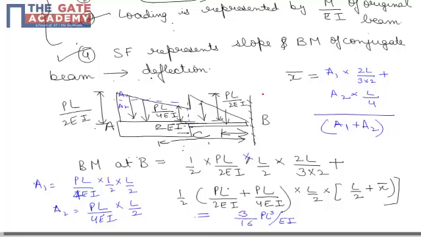The distance of the centroid can be calculated using the formula x bar equals A1 x1 plus A2 x2 upon A1 plus A2, where I've divided the trapezoid into a triangular portion A1 and a rectangular portion A2. So x bar, the distance of the centroid from point C, comes out as A1 x1 plus A2 x2 upon A1 plus A2. X1 is 2L by 3, the distance from the vertex of area A1, but here the length is L by 2, so it is 2 into L by 2 into 1 by 3.